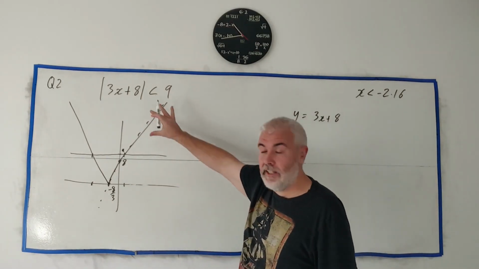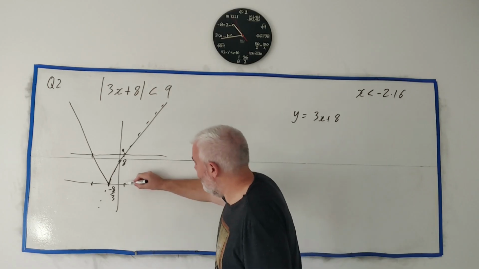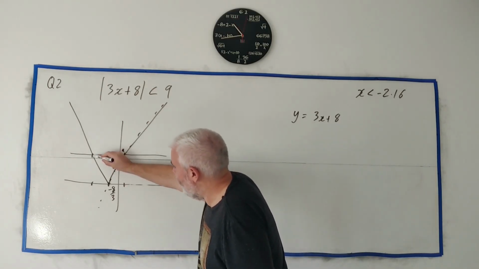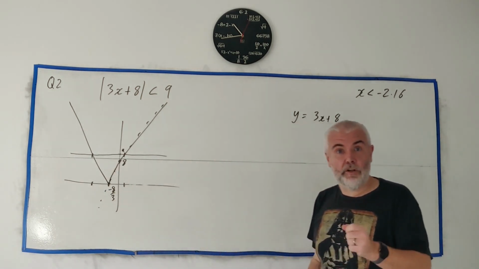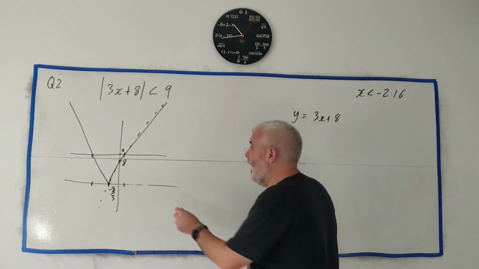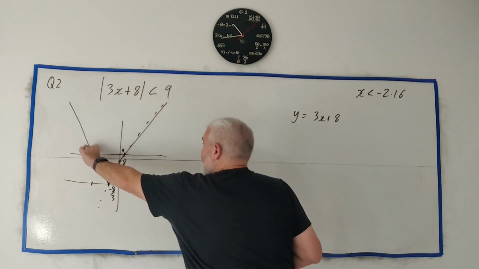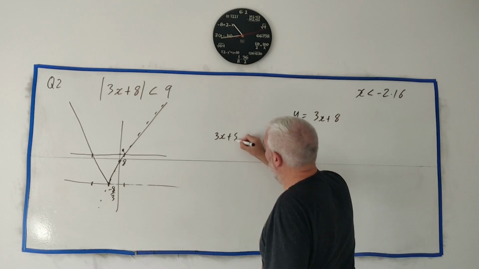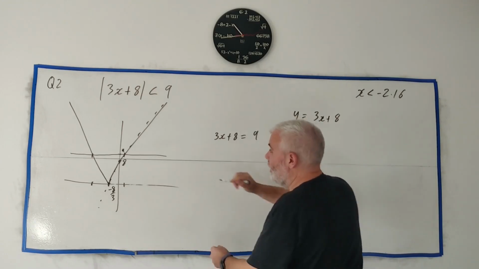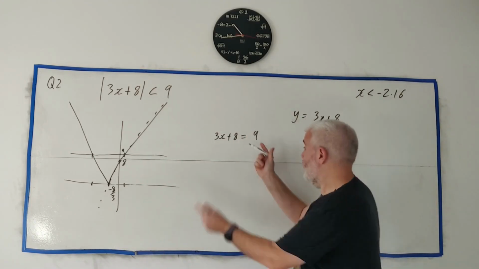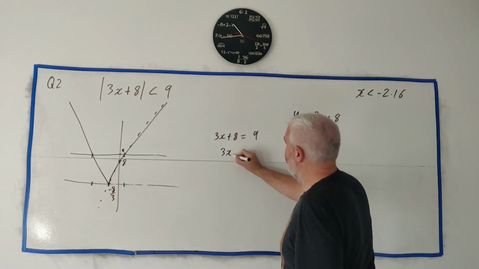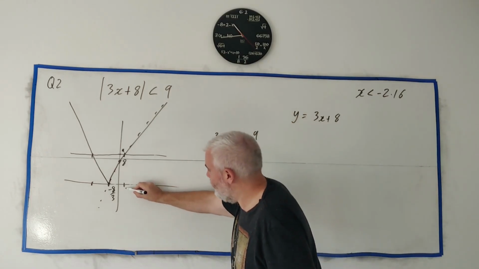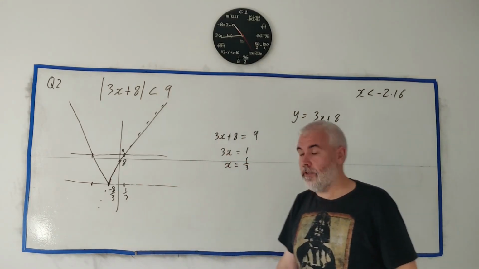So you can forget the inequality. What they're really asking is, what is the x number here? And you don't need an inequality for that. That happens when this line hits this line. That happens when 3x plus 8 equals 9. That will find this point here. Rearrange this, we'll get 3x is equal to 1, x is equal to 1 over 3. This point is 1 over 3.